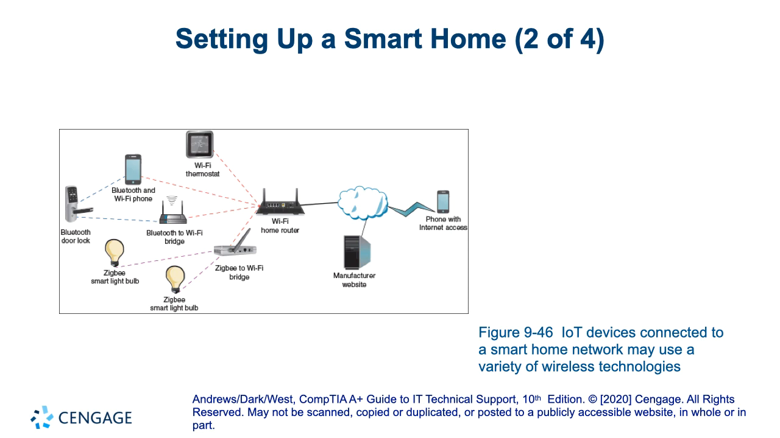IoT devices connect to form a smart home network and may use a variety of wireless technologies. Here it's showing you can use Zigbee to Wi-Fi, Bluetooth to Wi-Fi, and then also Wi-Fi itself to enable your smart home network.